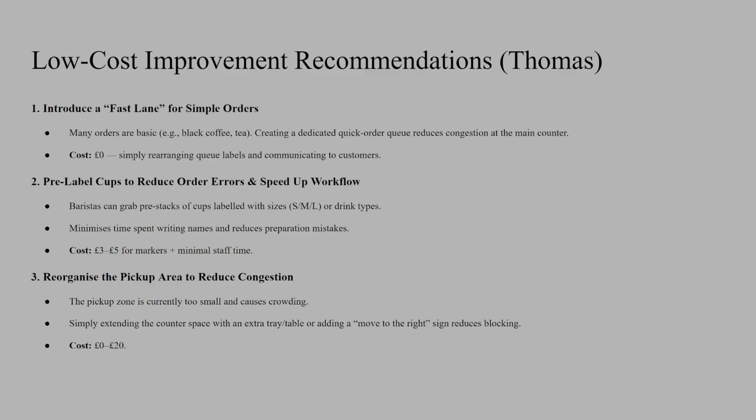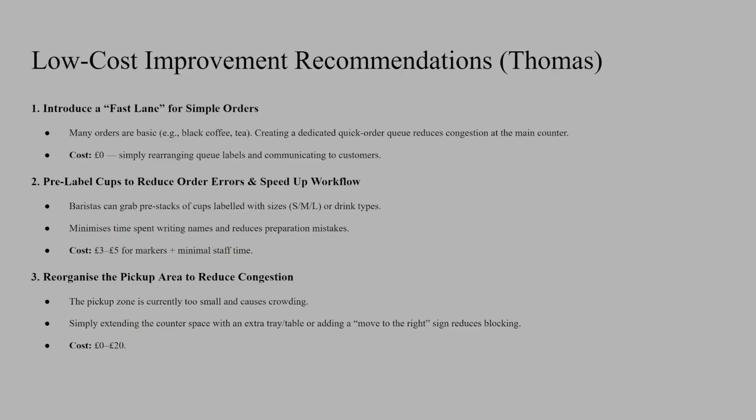So on this slide, we're going to focus on a few low-cost improvements that directly address the bottlenecks we identified earlier in this presentation. For the first improvement, we suggest introducing a fast lane for simple orders. From our bottleneck analysis, we saw that the queue before the counter becomes congested because of large groups that arrive at the same time, and every order, whether simple or complex, feeds into a single ordering point. By separating out quick drinks, such as Americanos or teas, we can reduce the average service time at the front of the queue without adding extra staff or equipment.